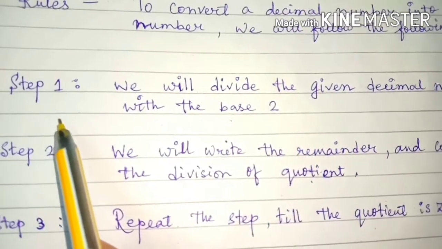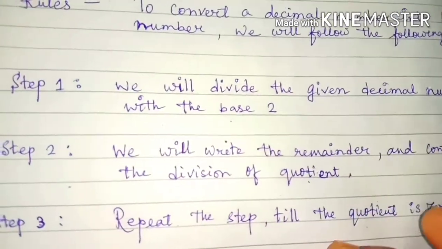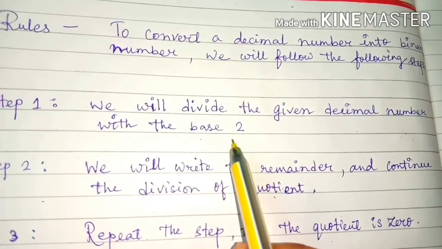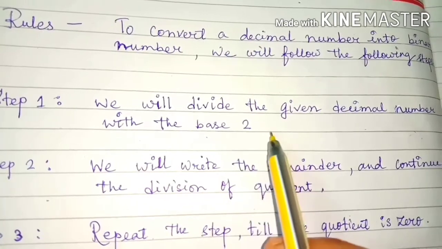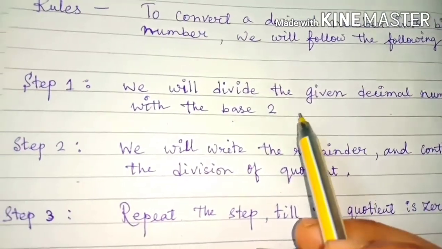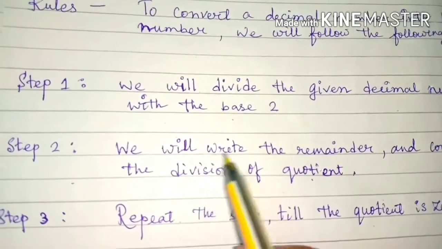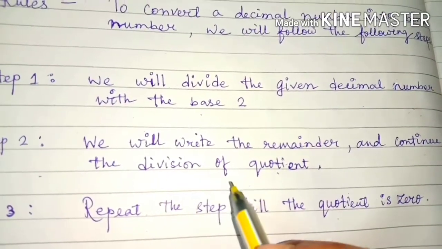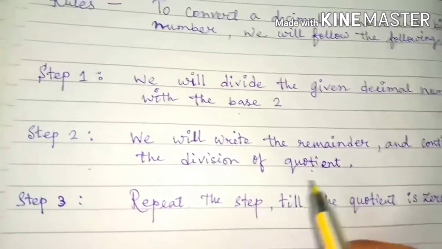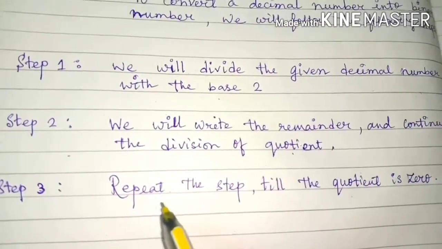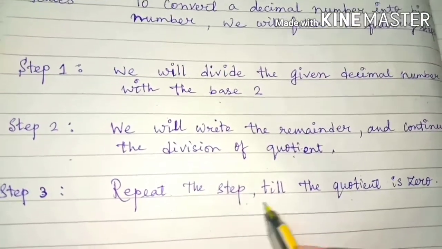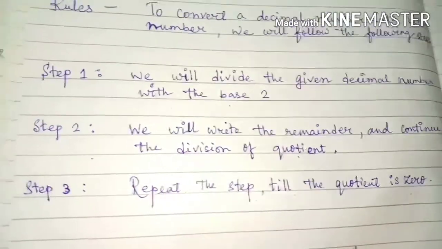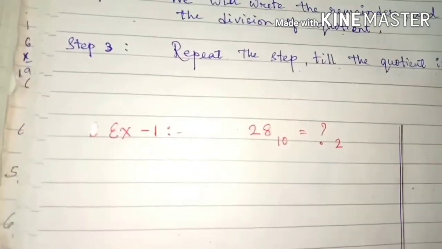Step 1. We will divide the given decimal number by the base 2. Why base 2? Because base 2 is used in the binary number system. Step 2. We will write the remainder and continue our division process on the quotient. Step 3. We will repeat the step till we get the quotient 0. Now I am showing you how to do that.